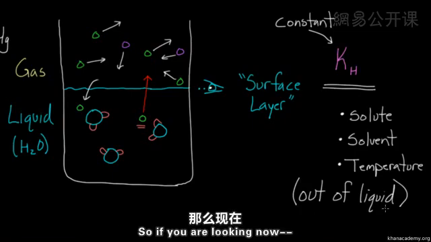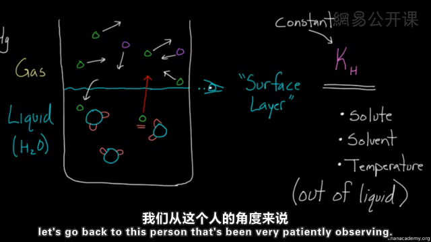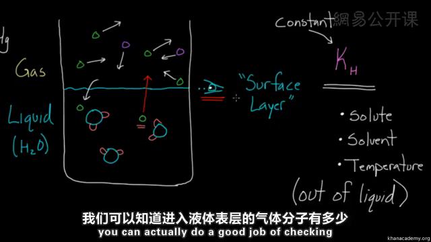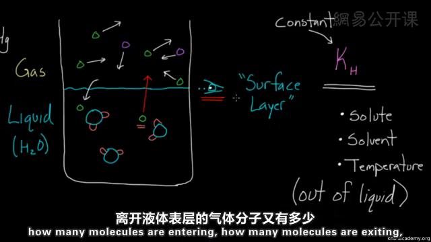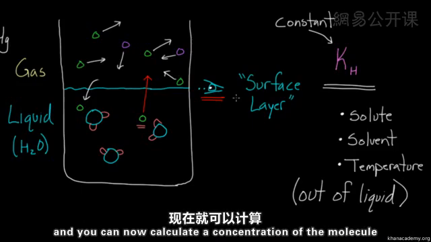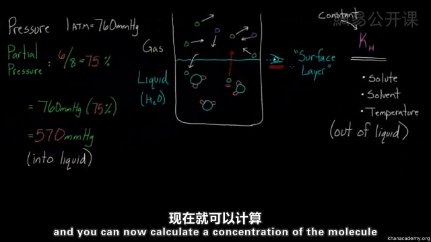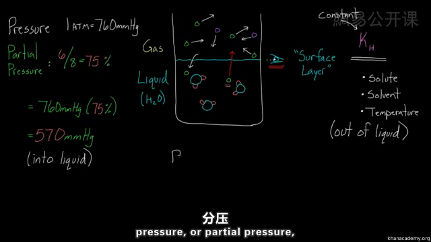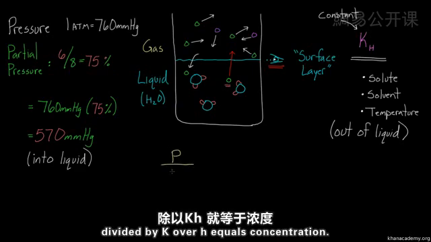So now let's go back to this person that's been very patiently observing. If you're looking at this surface layer, you can do a good job of checking how many molecules are entering, how many molecules are exiting, and you can now calculate a concentration of the molecule in the surface layer. You could say something like this: pressure, or partial pressure, divided by K sub H equals concentration.